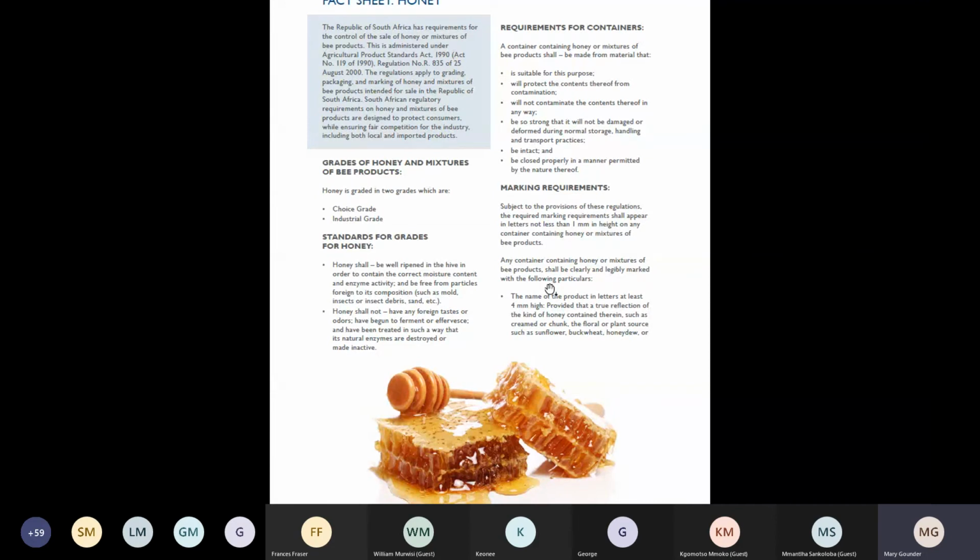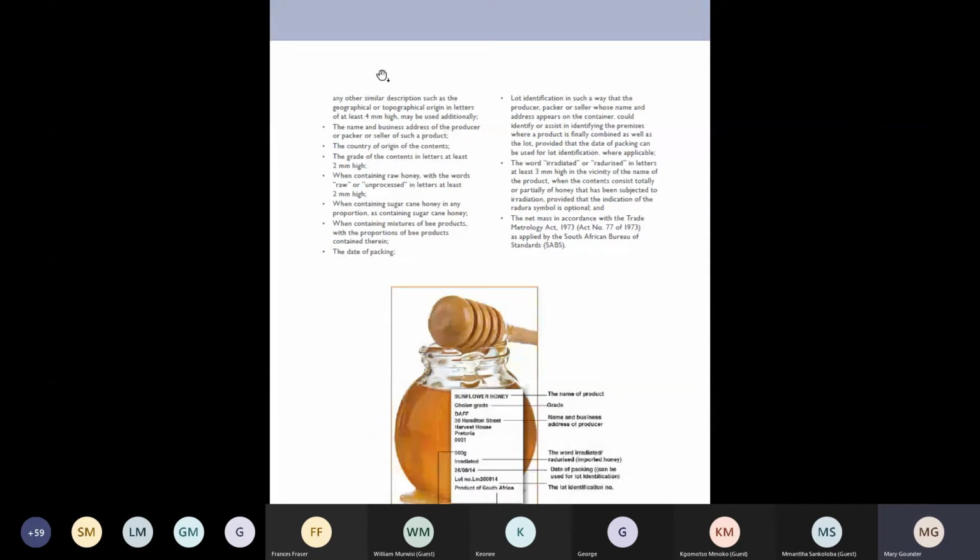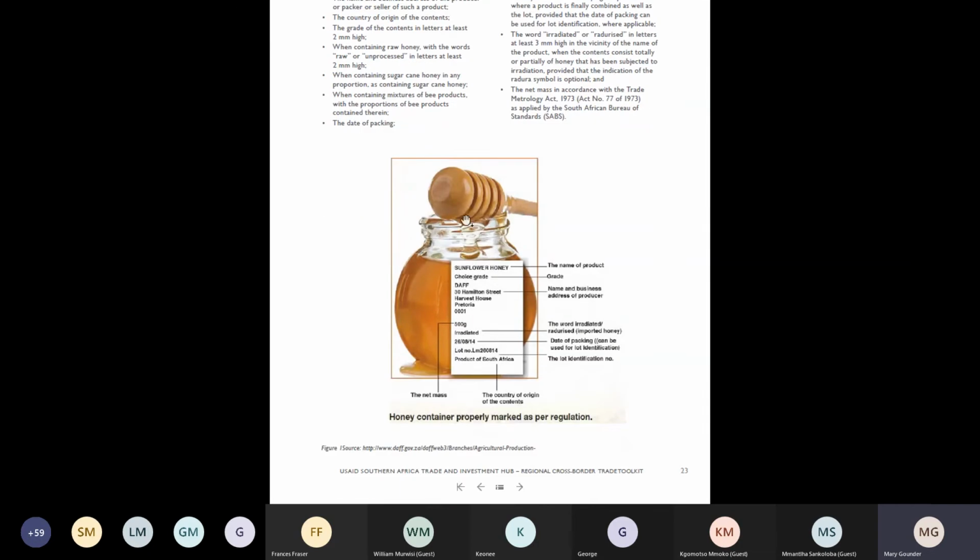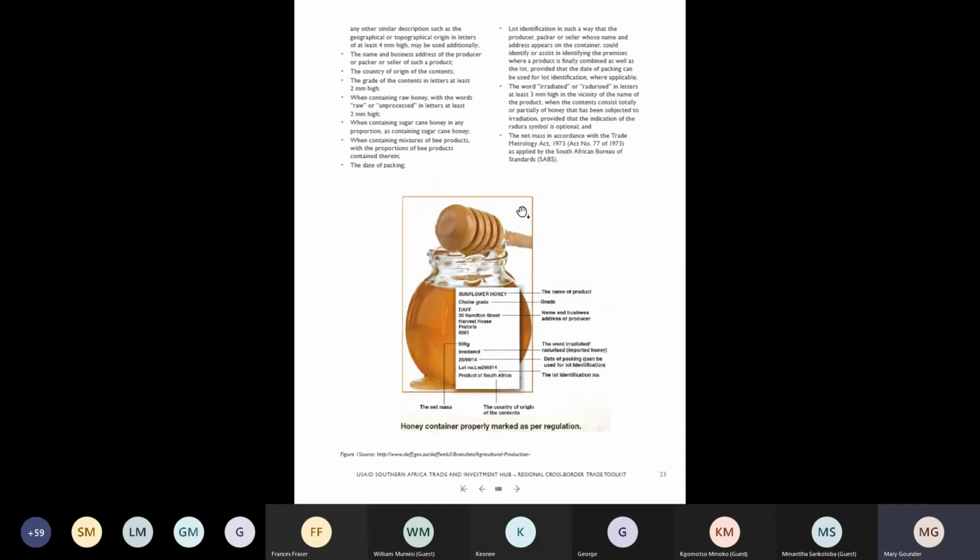So the name of the product in letters at least 4 millimeters high. Okay, the origin in letters of at least 4 millimeters high. The grade of the content at least 2 millimeters high. And here's an example of what it should contain. And any honey that comes into the country has to be irradiated. So all of this information has to be on the labels that's exported to South Africa.